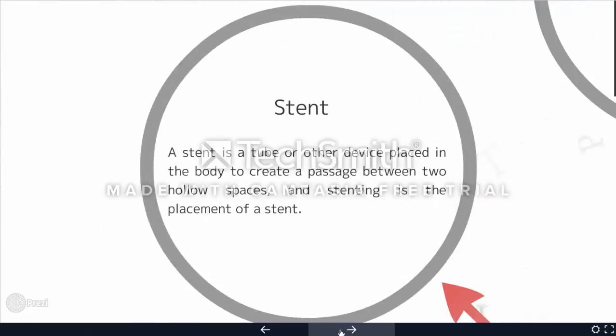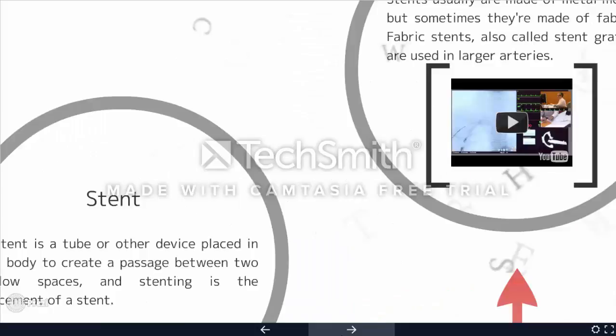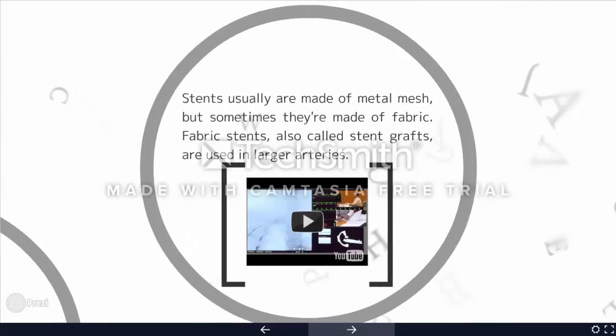Stent. A stent is a tube or other device placed in the body to create a passage between two hollow spaces, and stenting is the placement of a stent. Stents usually are made of metal mesh, but sometimes they are made of fabric. Fabric stents are also called stent grafts and are used in larger arteries.